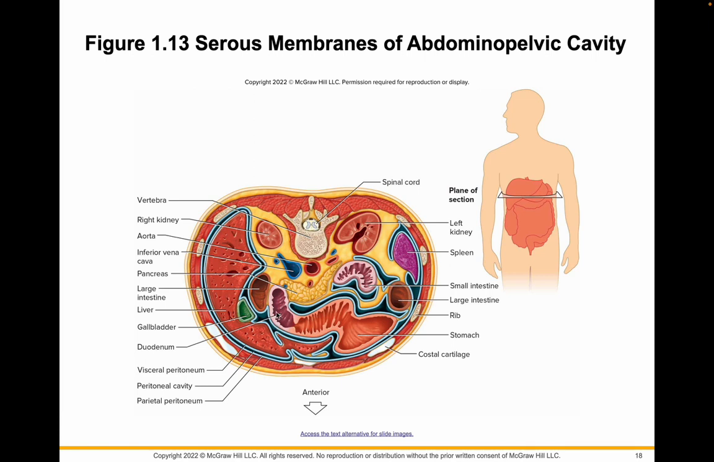The peritoneum, so we have the layer that's lining on the organ itself, that's the visceral. The layer lining the cavity, that's the parietal, and then you'll have the peritoneal cavity between.